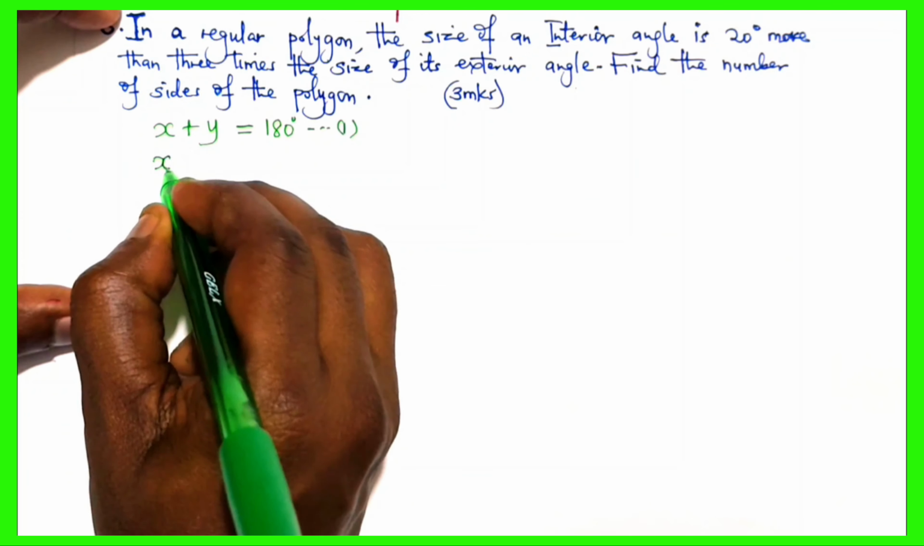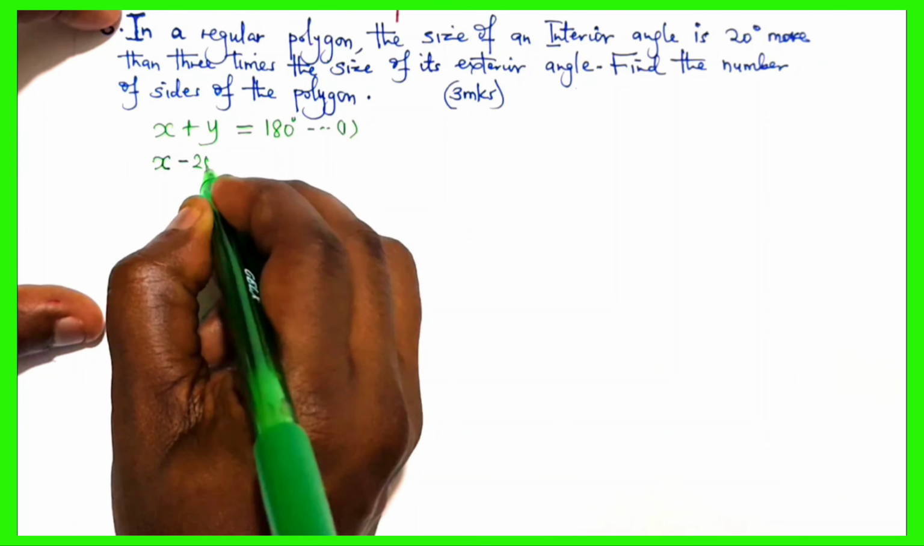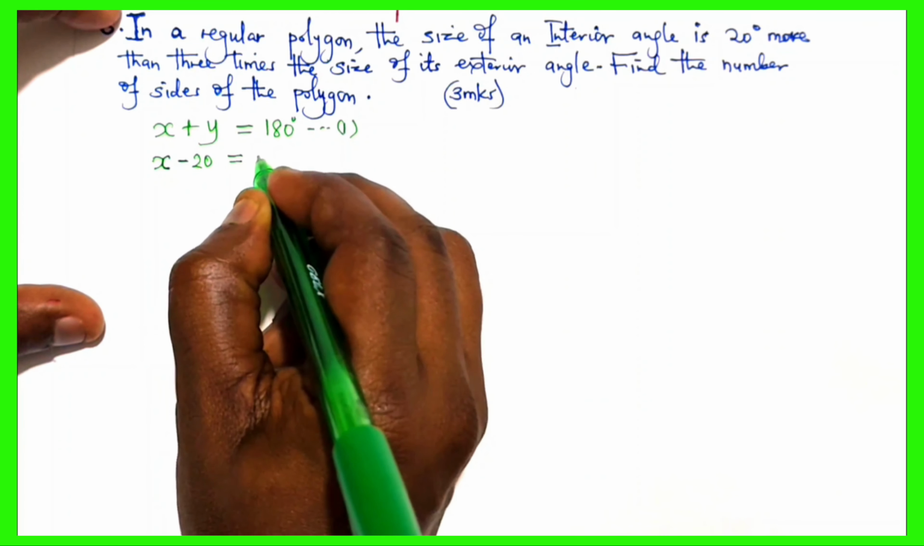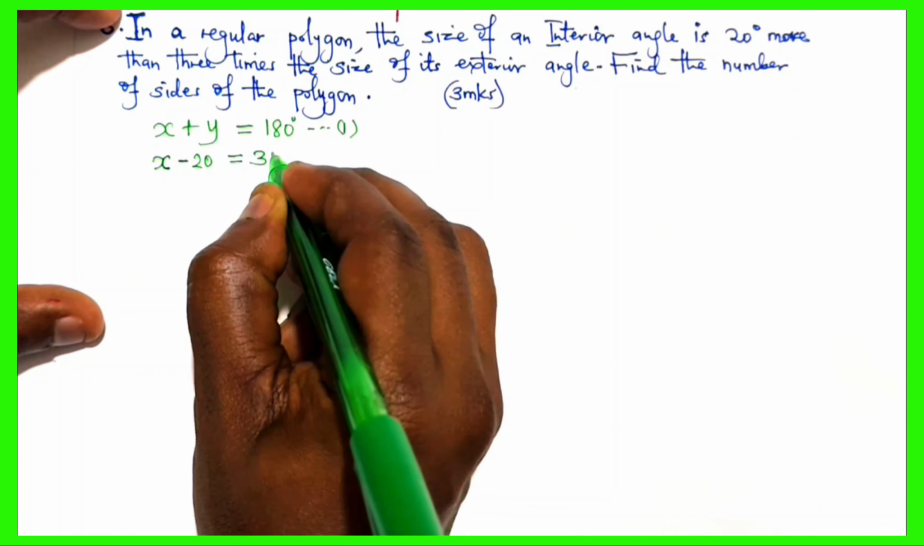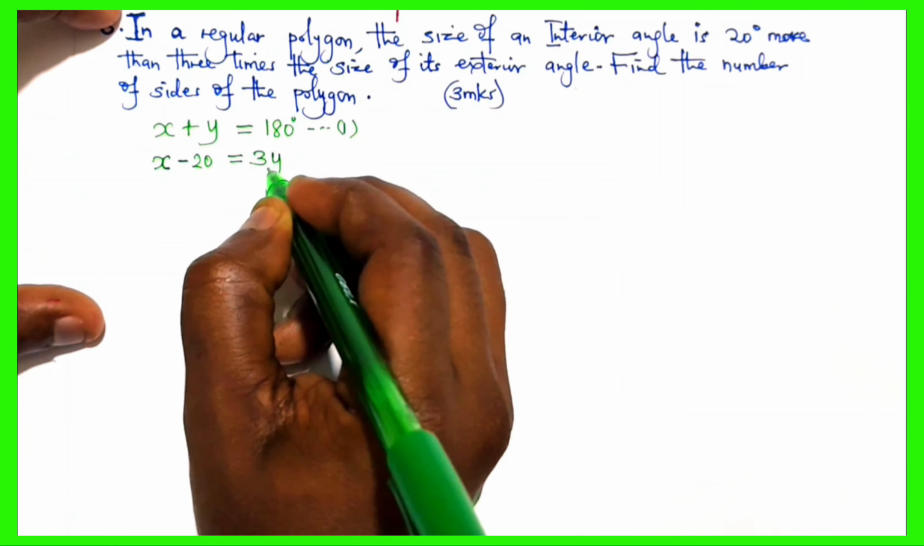That means when you take the interior angle and subtract 20, it will be equal to 3 times the size of the exterior angle. And therefore we can rearrange this so that we can have here x minus 3y. That means I'm taking this to the other side of the equal sign, and then to be equal to, I take this negative number to the other side of the equal sign to be equal to 20, and this will serve as our equation 2.